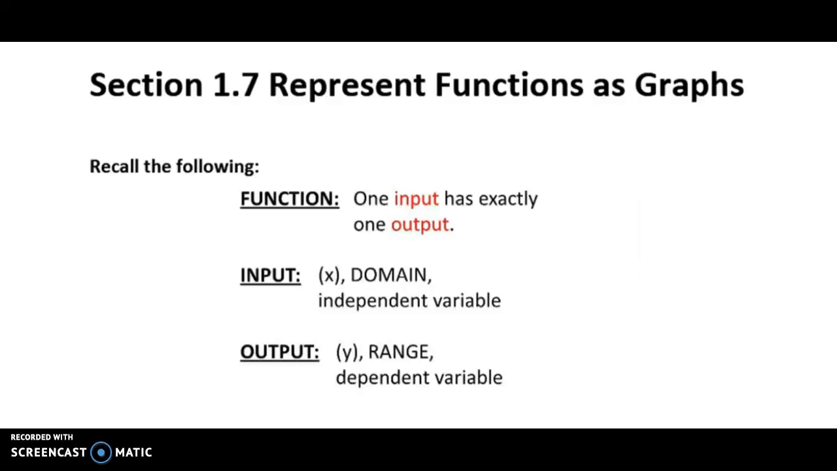Okay, math people. First video of our flipped classroom. We're going to get down to it. This is going to be a short one. But before we get to anything, we got to make sure we have this vocabulary from the last section locked down.